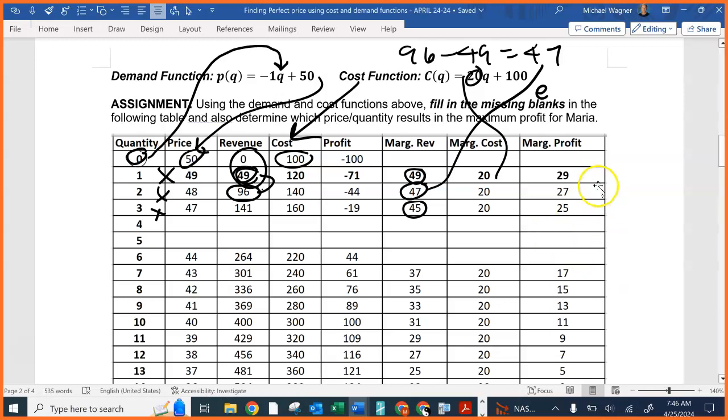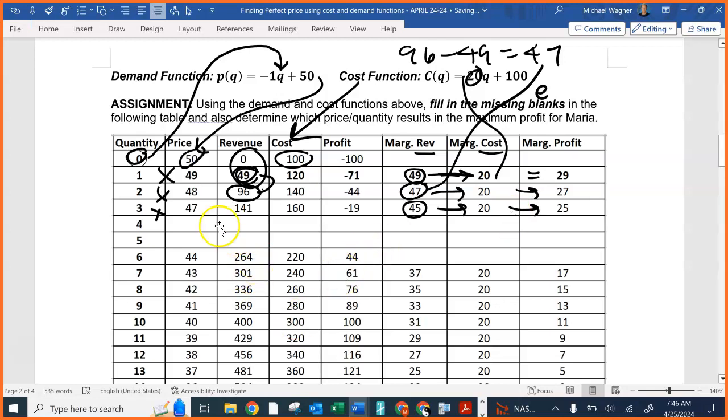Okay, now the marginal profit, where do you think we get that? Well, again, profit is revenue minus cost. So basically it's as simple as going 49 minus 20 is equal to 29. So you're just basically subtracting those out. So that is how you do it.